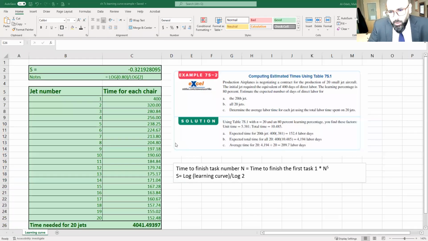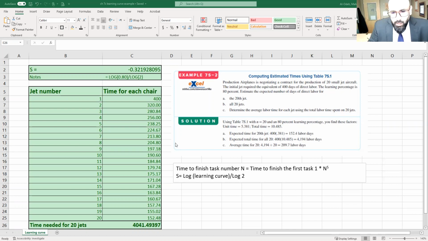All right, so we have this example from the textbook. Production Airplanes is negotiating a contract for production of 20 small jet aircraft. The initial jet requires the equivalent of 400 days of direct labor. The learning curve percentage is 80%. Estimate the expected number of days of direct labor for the 20th jet and for all 20 jets. Determine the average labor time for each jet using the total labor time spent on 20 jets.